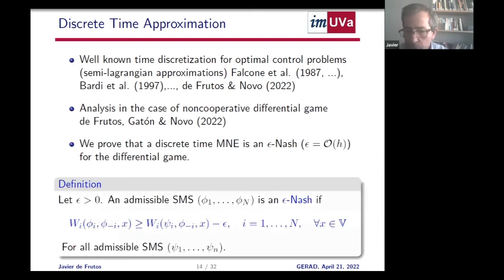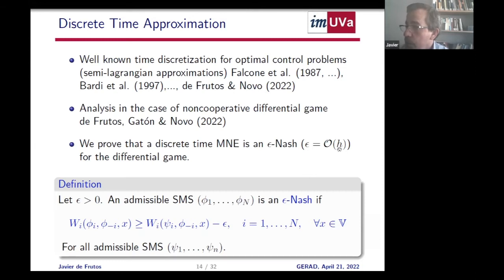An epsilon Nash, by epsilon Nash, I mean we are computing a set of admissible strategies for the continuous problem in which they are not exactly a Nash equilibrium, they are not an equilibrium, but they are near an equilibrium, in the sense that the objective function for each player is better than if he plays any other strategy that he could play, except by a small error of order epsilon. And our objective is that this epsilon goes to zero with the time step.